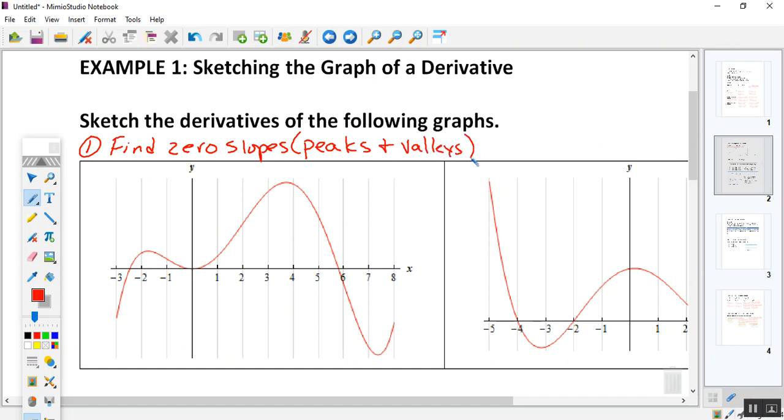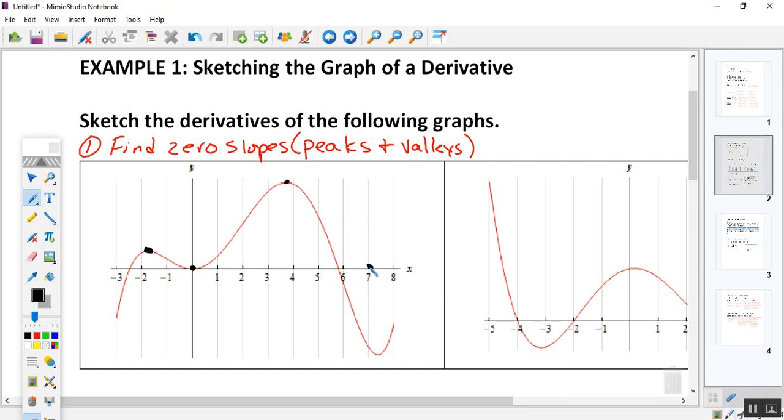Okay? So I have a peak right here. What's the slope here, kids? Zero. Okay? I have a peak right here, or I'm sorry, a valley right here. What's your slope right here at this point? What's your slope of this point? How many peaks and valleys do you have here? Okay, now guys, the number of bumps typically tells you that this is a fourth degree function, or a fifth degree function, I should say.